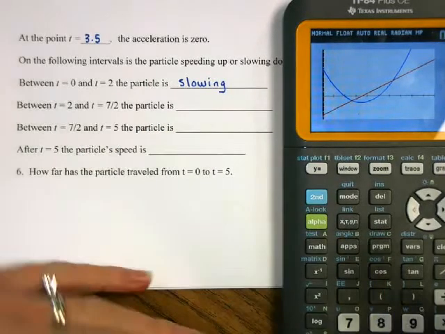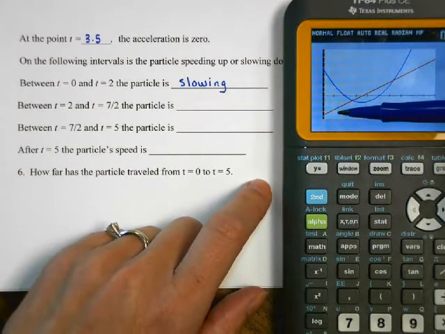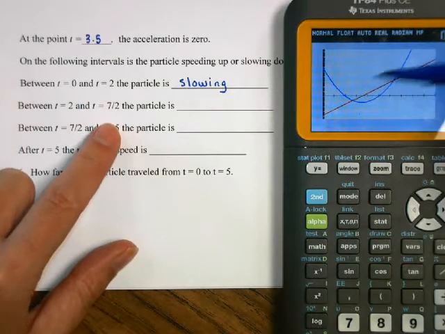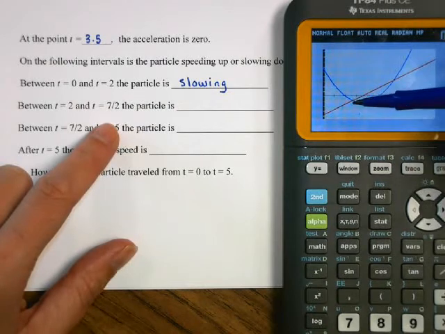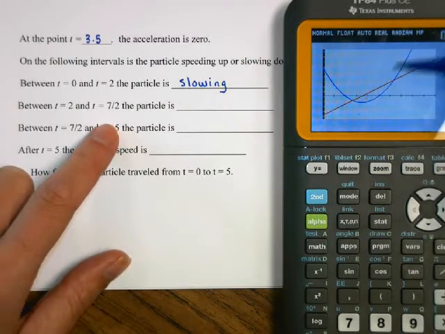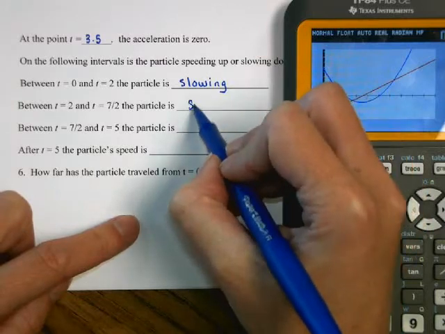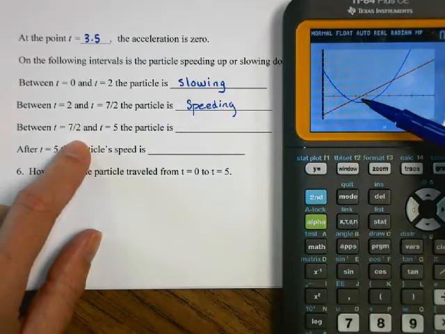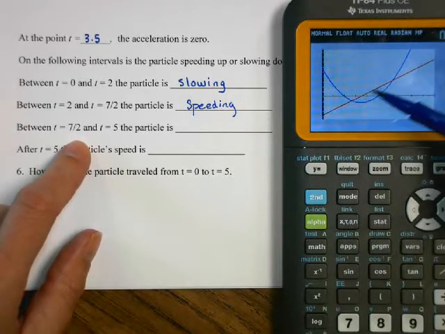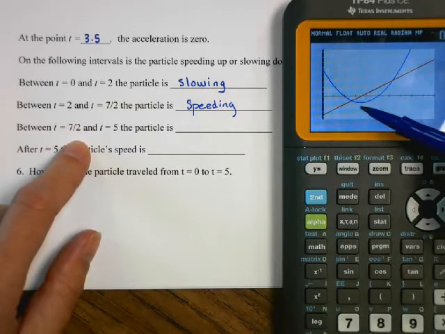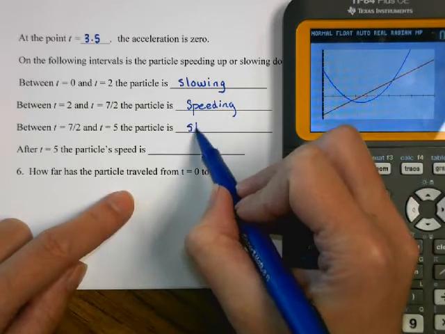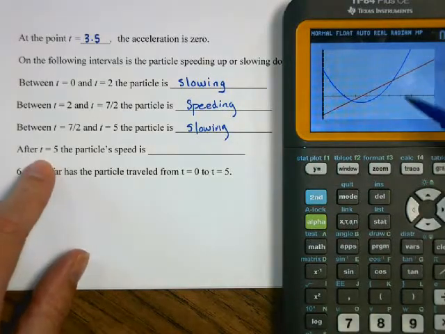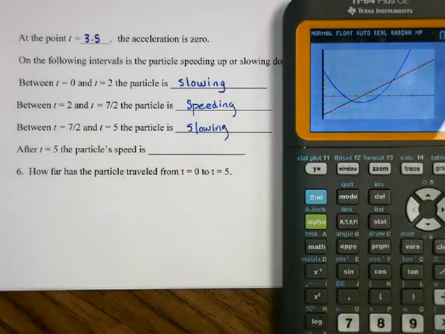Because my velocity is positive, but my acceleration is negative. From 2 to 3.5, they're both negative. They're both below the x-axis, so it's going to be speeding up. From 3.5 to 5, my acceleration is above the x-axis, but my velocity is below, so it's going to be slowing. And then after t equals 5, they're both positive again, so it's speeding up.